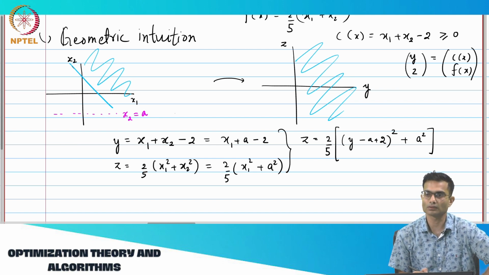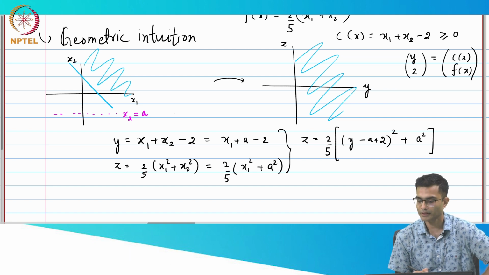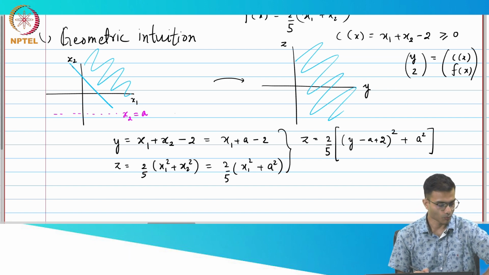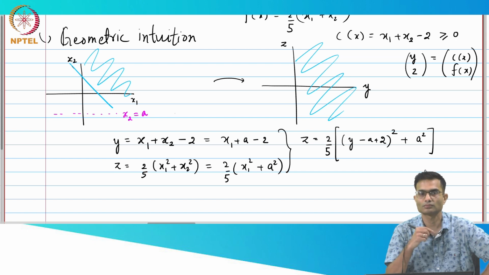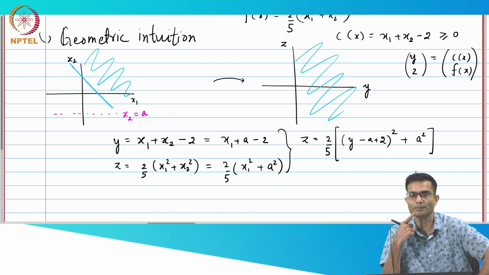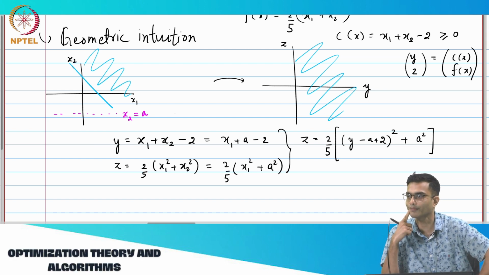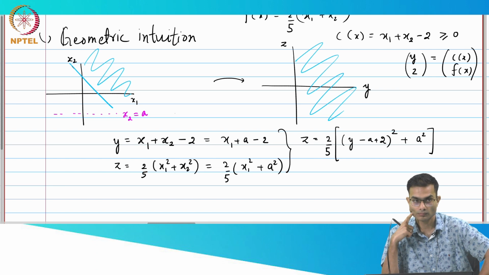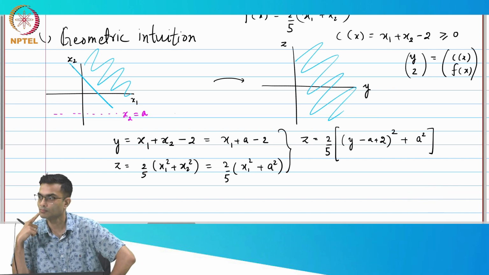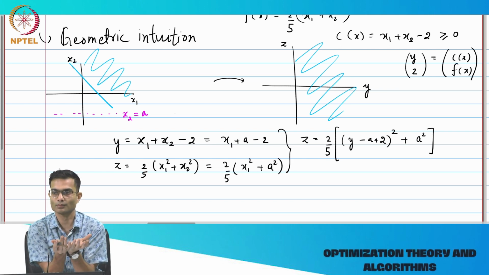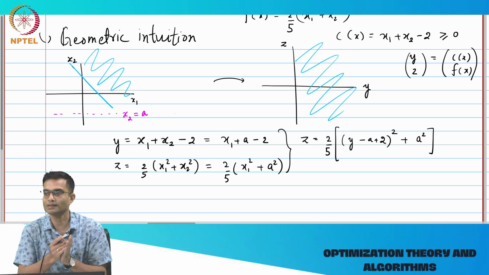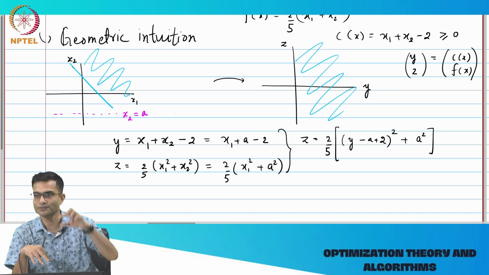Because a is a number, and now I have a relation between y and z. What does this relation look like? What kind of a graph is this? It's a parabola, right? For different values of a, what is changing in the parabola? The lowest point of the parabola is shifting. Anything else that is shifting? The offset is also changing, right?